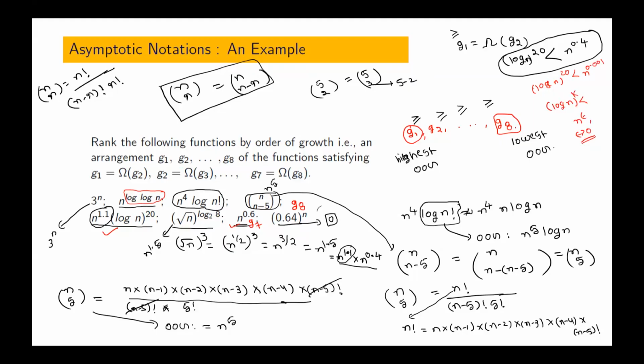N power log 2 power 8 is there, that is 1.5. This is n power 1.1. This we have already simplified. This is finally n power 1.5.